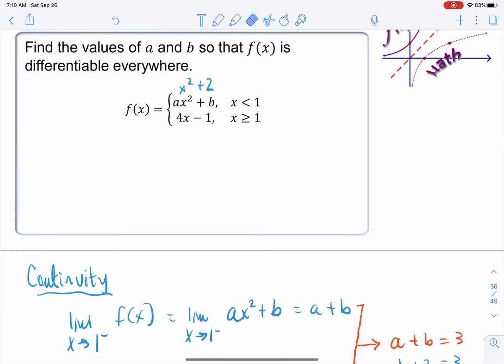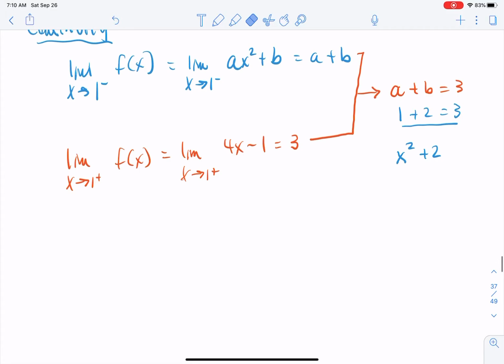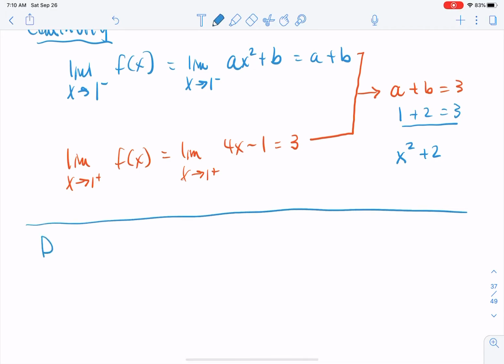So let's see. Let's go back over here. And this time, we're going to do some differentiability business.